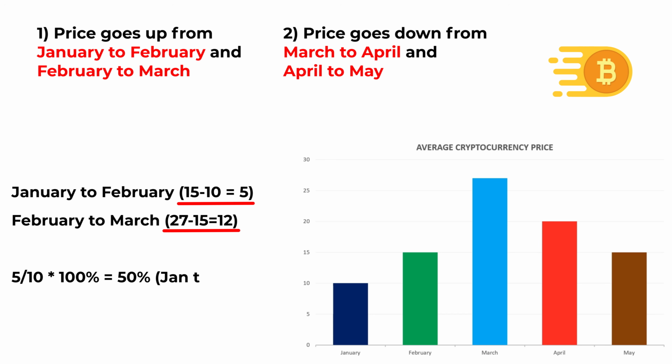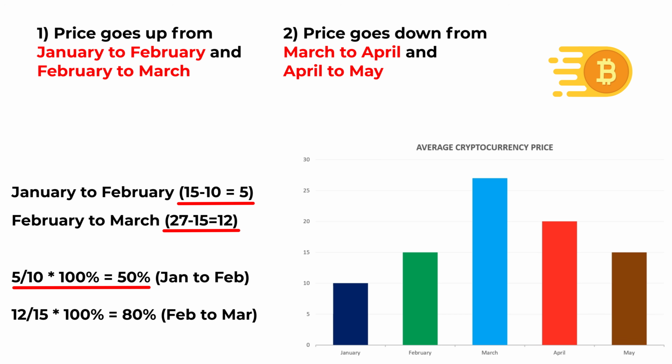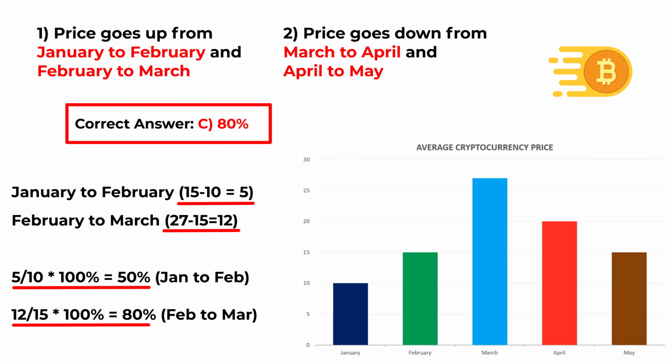Between January and February, price increased by 50%. This is calculated by dividing 5 by 10 and multiplying by 100%. The end result of this is 50%. Between February and March, price increased by 80%. And this is calculated by dividing 12 by 15 and multiplying by 100%. The end result of this calculation is 80%. So the correct choice here is choice C, 80%.